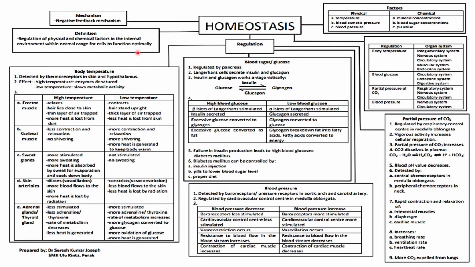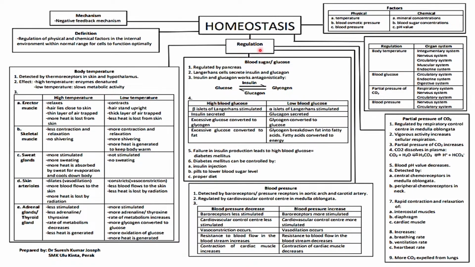Right? So when we say physical factors and chemical factors, these are the physical factors and chemical factors. The physical factors will be temperature, blood osmotic pressure, and also blood pressure. While for chemical factors, it will be mineral concentration, blood sugar concentration, and also pH value.